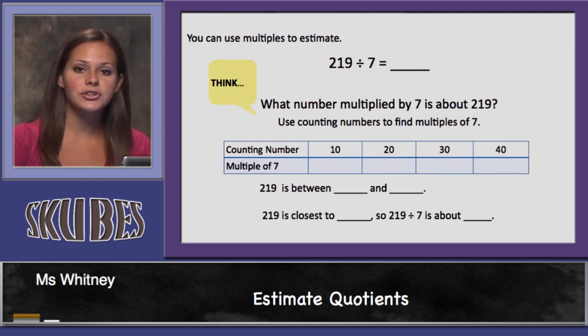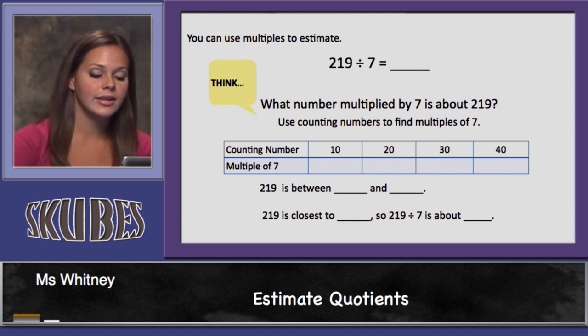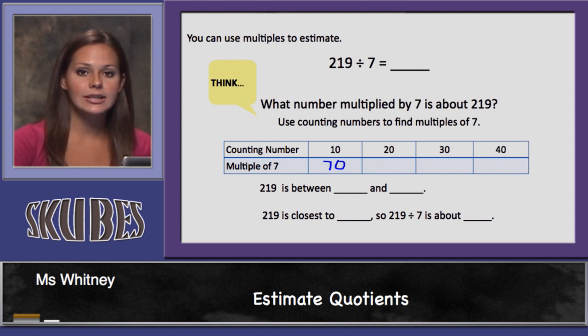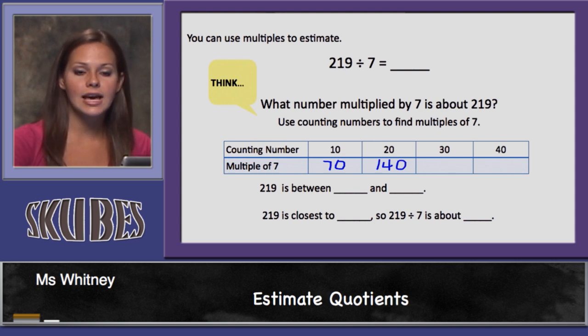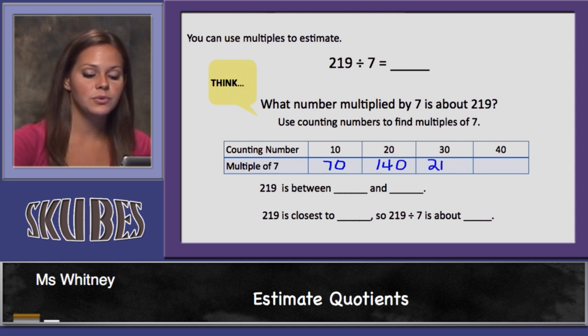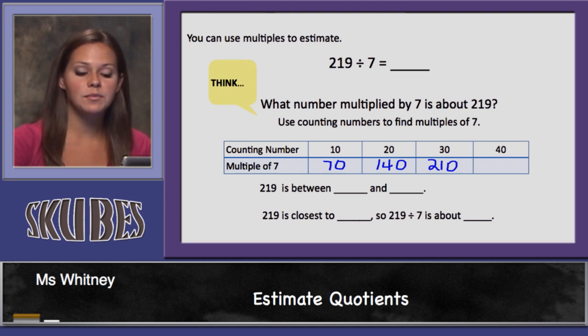Let's estimate 219 divided by 7 using multiples. So let's think, what number multiplied by 7 is about 219? Let's use our counting numbers 10, 20, 30, and 40 to find multiples of 7. 7 times 10 is 70. 7 times 20 is 140. 7 times 30 is 210. And 7 times 40 is 280.